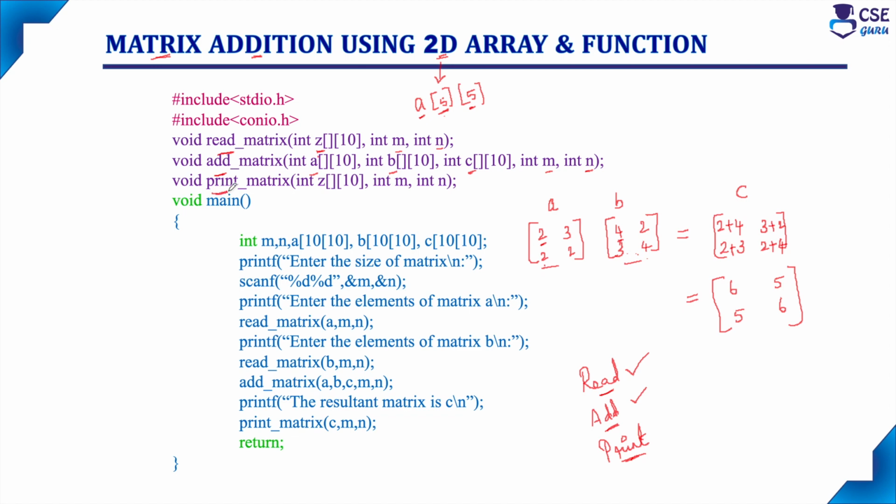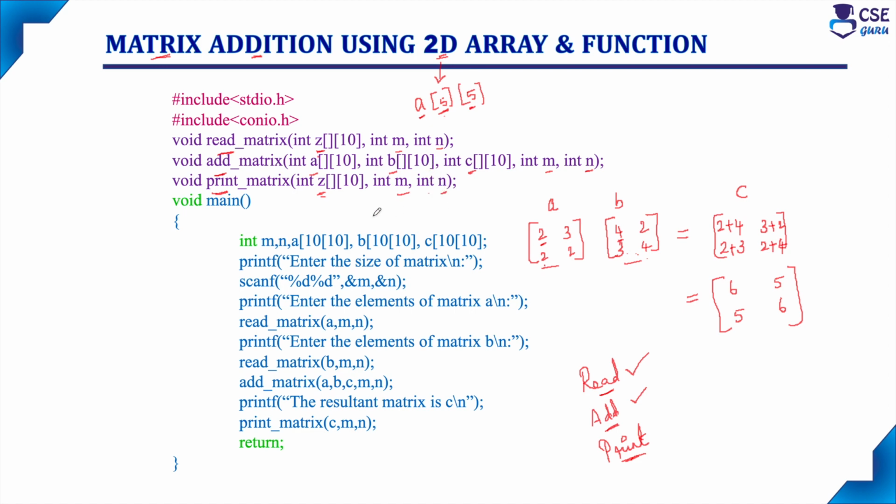And print matrix is similar to read matrix only. The difference here is that read matrix will use the scanf statement, while print matrix will use the printf statement. The resultant value we have to print with the help of the matrix Z, and m is the row size, n is the column size. So here we have used the 3 user-defined functions.